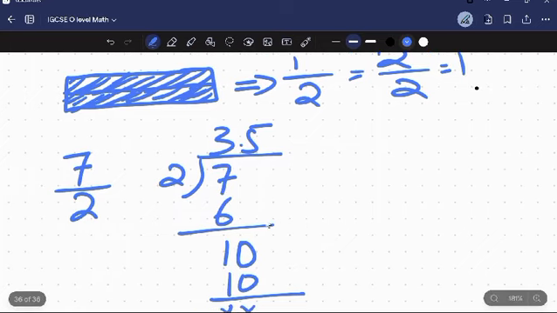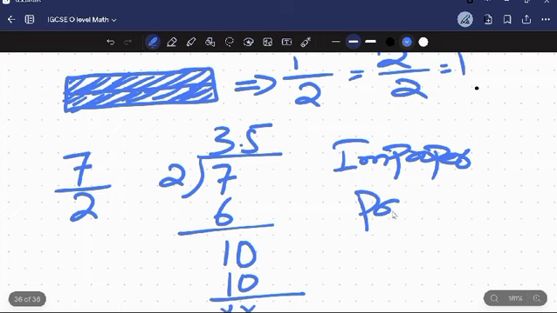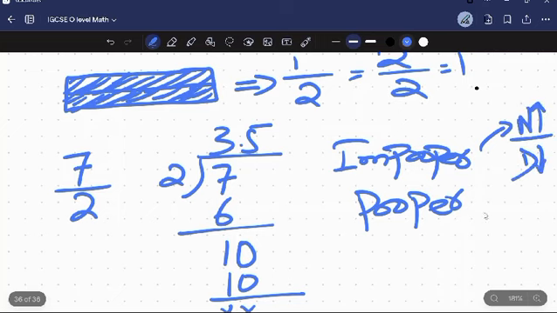Now there are two possible fractions. Either you can get an improper fraction, or you're going to get a proper fraction. Now what's the difference between an improper fraction and a proper fraction? An improper fraction is a fraction whose numerator is bigger than the denominator. For example, this 7 by 2. This is an example of an improper fraction. Why? Because 7 is in the numerator and it's bigger than the denominator, right?